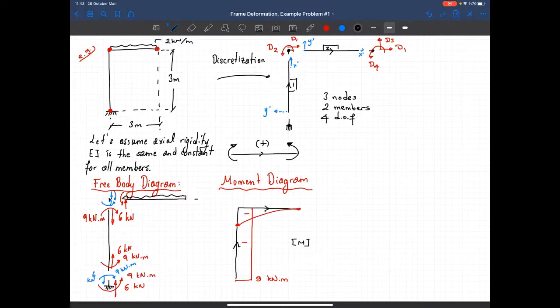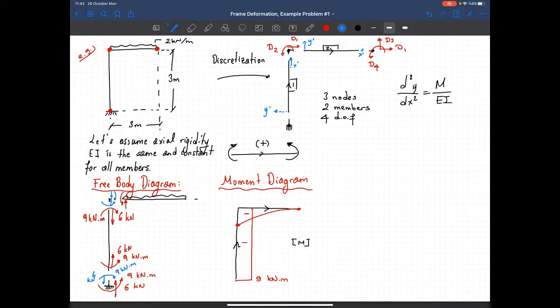Now let's take a look at our governing equation for the bending deformation. We are saying that the second derivative of y with respect to x is equal to moment divided by EI. So in order to solve this governing differential equation for these members, I need the equation of the moment. So now, in order to derive the equation, I need a coordinate axis.